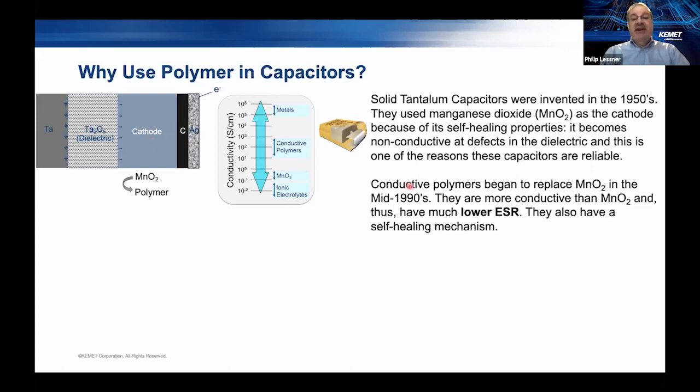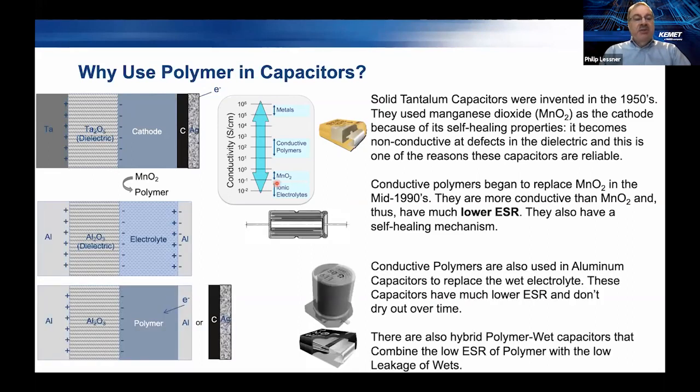Since they have higher conductivity than MnO2, the resulting capacitors can have a much lower ESR, which, as the speed of electronics has increased, has become an increasingly desirable property. So not only can conductive polymers be used in tantalum capacitors, but they've also found application in aluminum capacitors, and those aluminum polymer capacitors were released at about the same time as tantalum polymer capacitors.